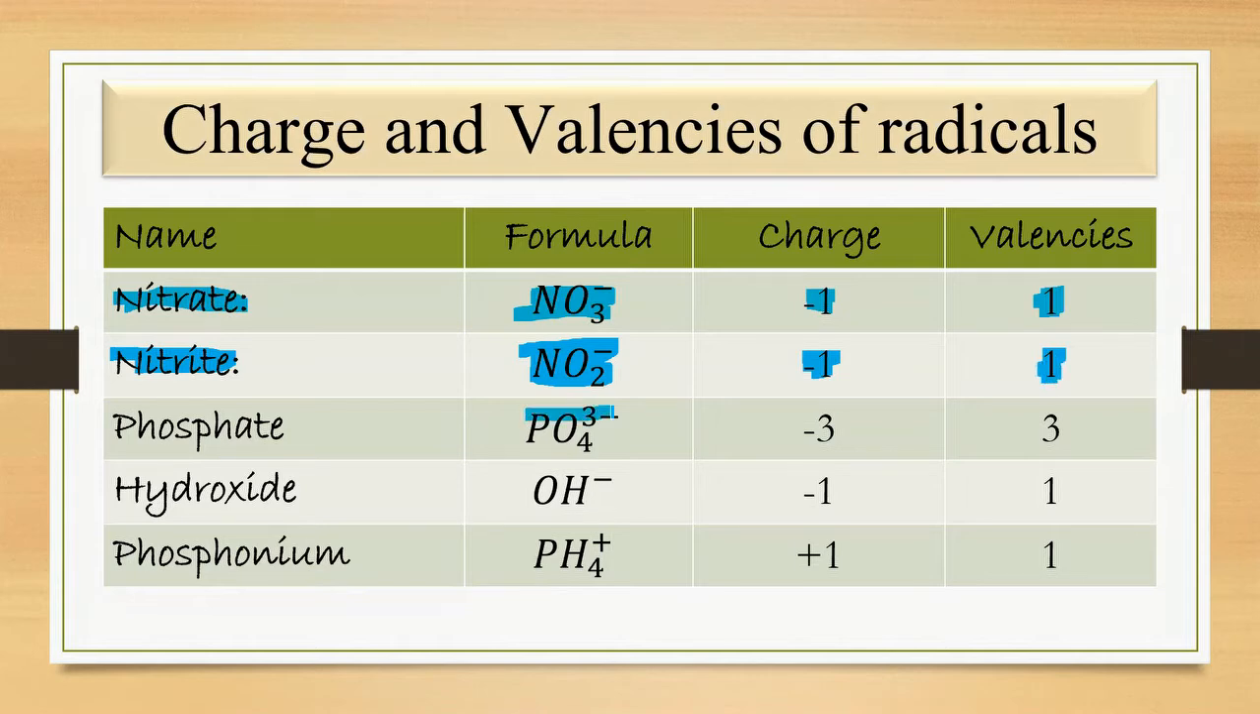Phosphate, PO4 3 minus. Charge is -3. Valency is 3. Hydroxide, OH minus. For example, sodium hydroxide, NaOH. Charge is -1 and valency is 1. Phosphonium ion, which is a positive radical. There are only two positive radicals, ammonium and phosphonium. Ammonium is +1 and phosphonium is also +1.